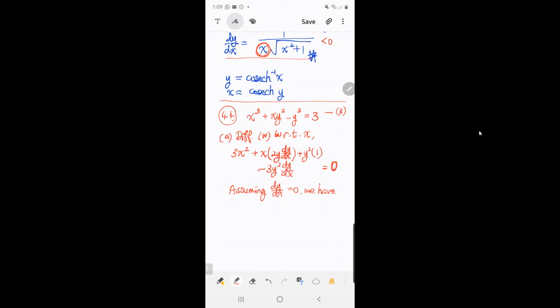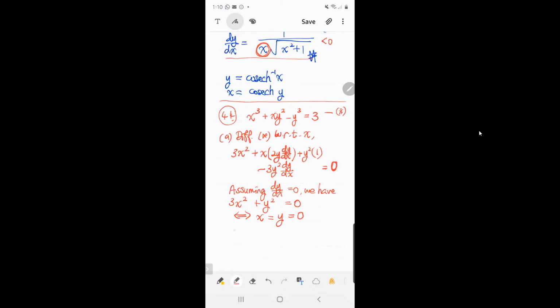The balance is 3x squared plus y squared equals 0. You get the equation like this: 3x squared plus y squared equals 0. You will only have one answer. What is the answer? This is equal to 0 if and only if x is equal to y is equal to 0. That is the only answer. So therefore, x equals y equals 0 is the only answer.